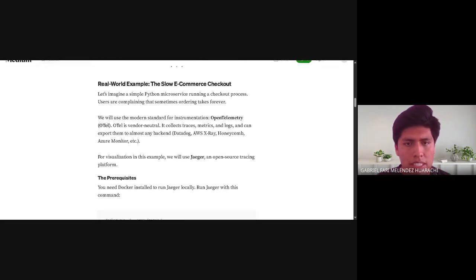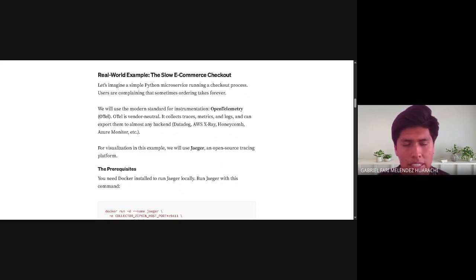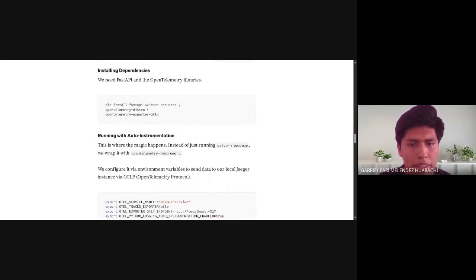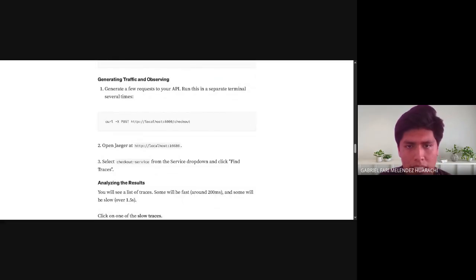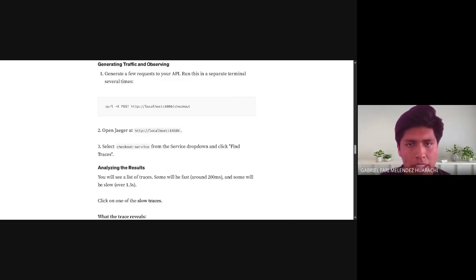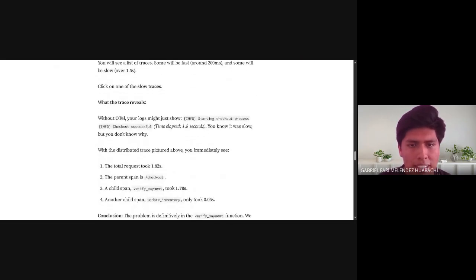So let's see the real-world example. It's the case of an e-commerce checkout. Okay, so we have Docker, we have a Python FastAPI example with the methods. Next, we have the dependencies, the auto instrumentation, the POST route in order to check out, the traffic, and we analyze the results.